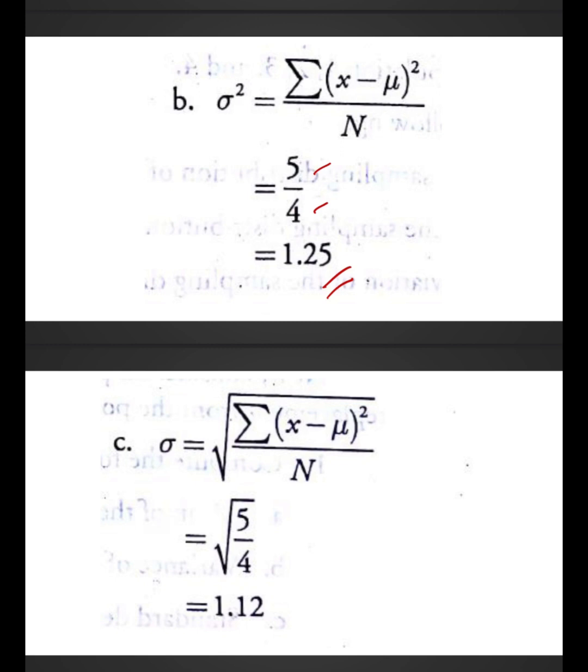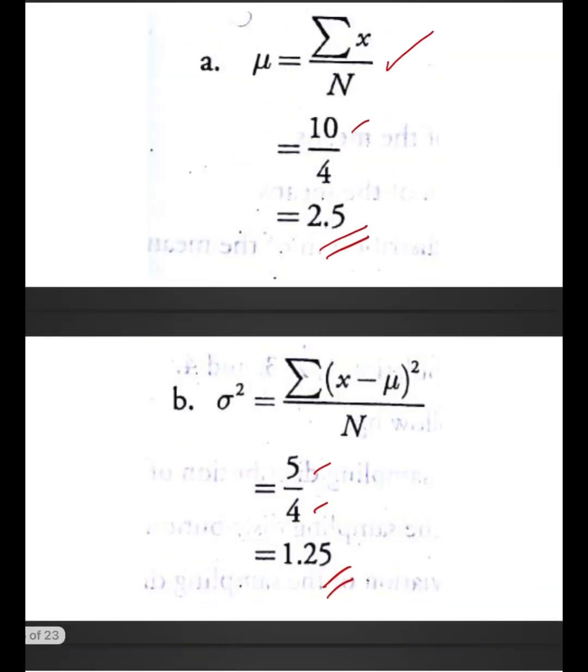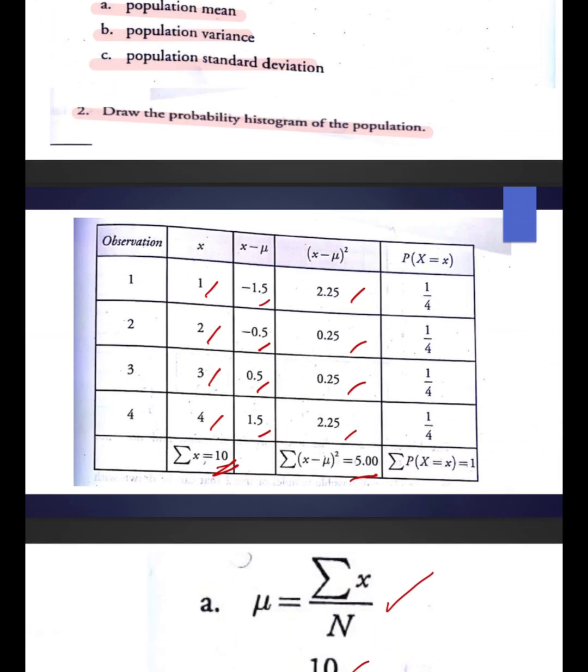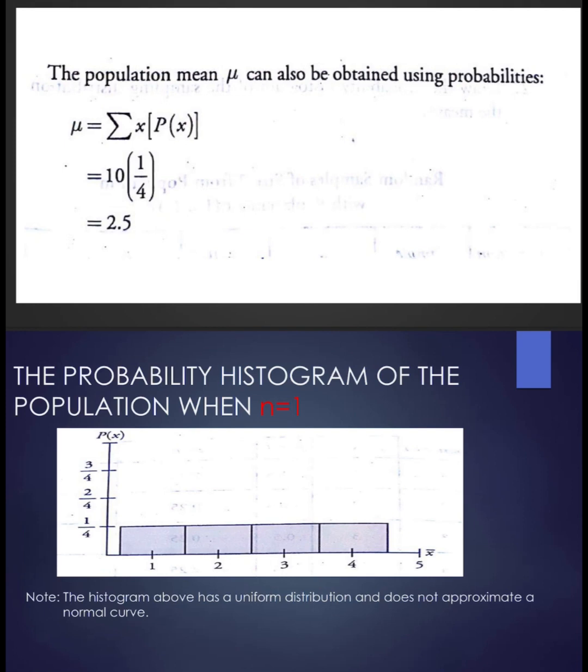Now, of course, to get the standard deviation, just simply extract the square root of the population variance, denoted by letter C. Sigma is equal to the square root of the summation of the quantity x minus mu squared divided by capital N. And that is square root of 5 over 4, or square root of 1.25, which is equal now to 1.12. And that is the standard deviation of the population.